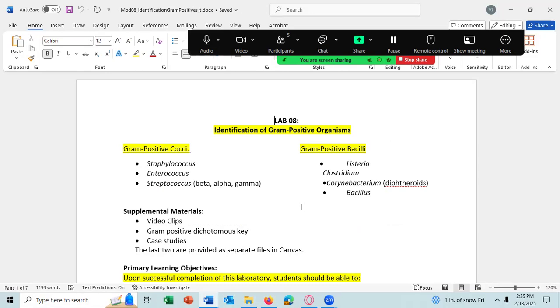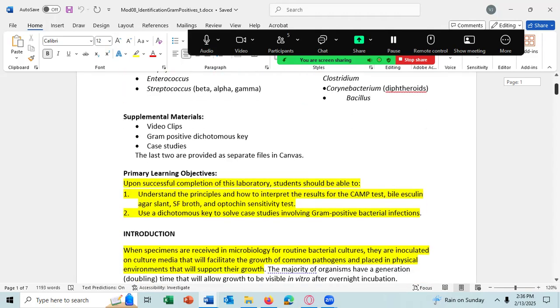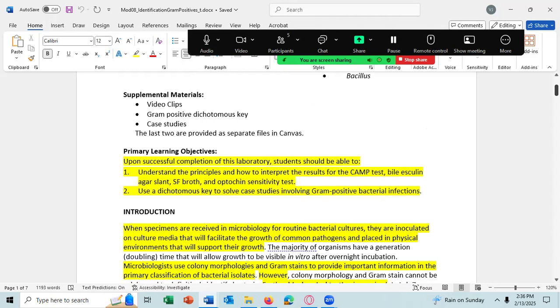Identification of gram-positive organisms. We're going to be talking about gram-positive cocci, specifically Staphylococcus, Enterococcus, and Streptococcus. We'll also be talking about some gram-positive bacilli, including Listeria, Clostridium, Corynebacteria, and Bacillus. There are some video clips in today's lab, and there's some case studies where you have to use a dichotomous key.